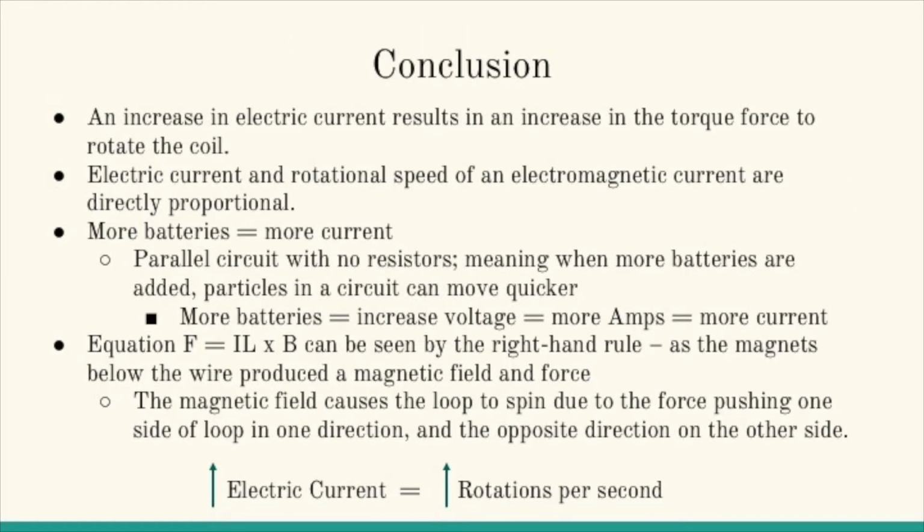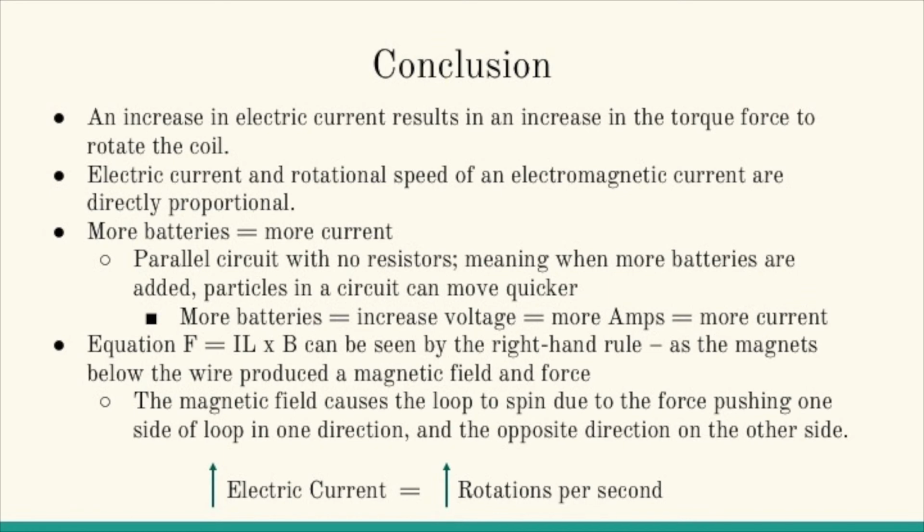The conclusion for our experiment was that an increase in electrical current results in an increase in the torque force to rotate the coil. Electric current and rotational speed of an electromagnetic motor are directly proportional. More batteries equals more current. Because we had a parallel circuit with no resistors, when more batteries were added, particles in the circuit could move quicker, and so more batteries meant an increase in the voltage, meant an increase in the amps, which meant more current. Also, the equation F = IL × B can be seen by the right-hand rule, as the magnets below the wire produce a magnetic field and force.